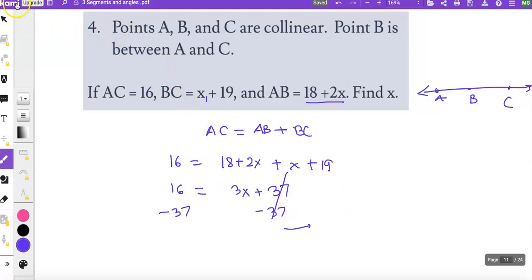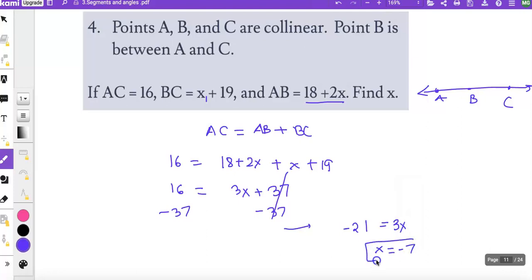Okay, let's see if there is any mistake I made over here. It doesn't look like I made any mistake. So my answer should be negative 21 is equal to what? Is equal to 3x. And we will divide both sides by 3. So our answer will be x is equal to negative 7.